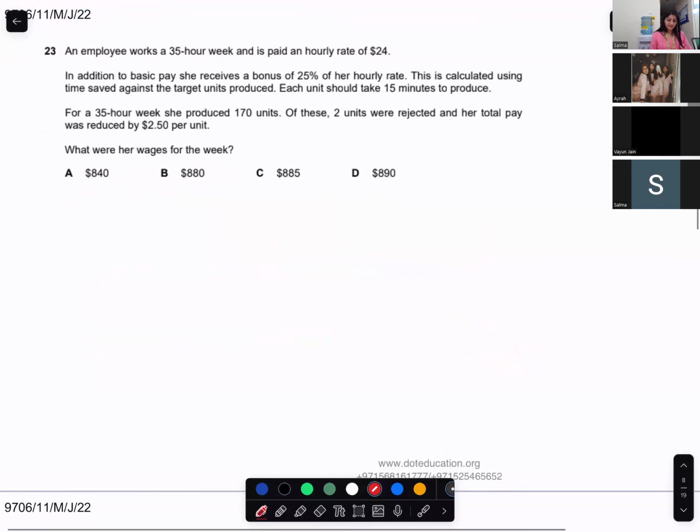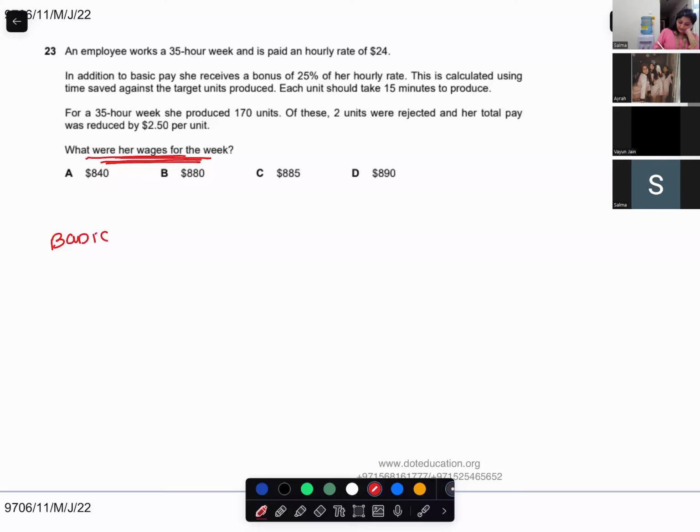Come on, start reading, Ira. An employee works a 35-hour week and we want the wages for the week. So the employee works for how many hours? 35 hours. So basic wage will be how much?